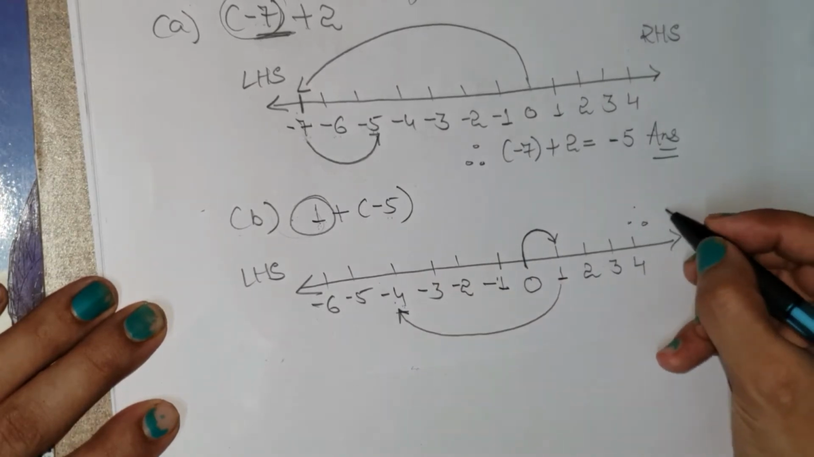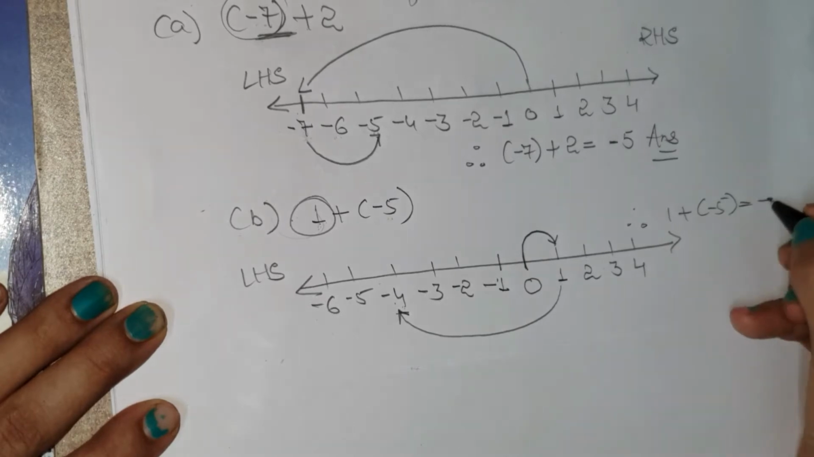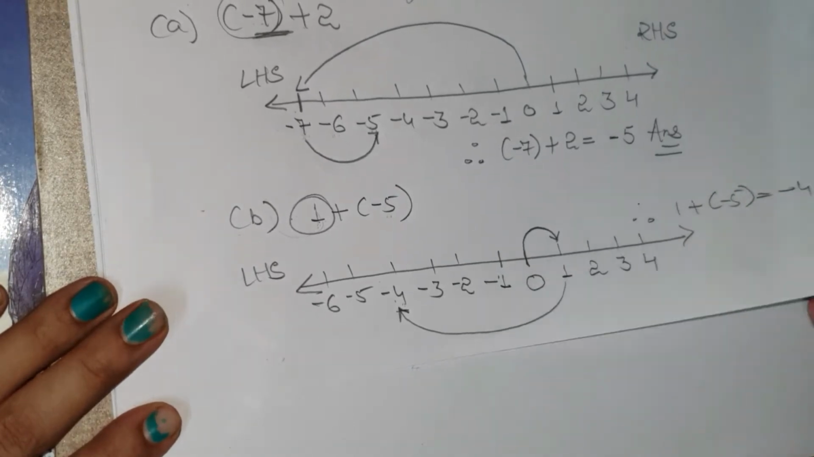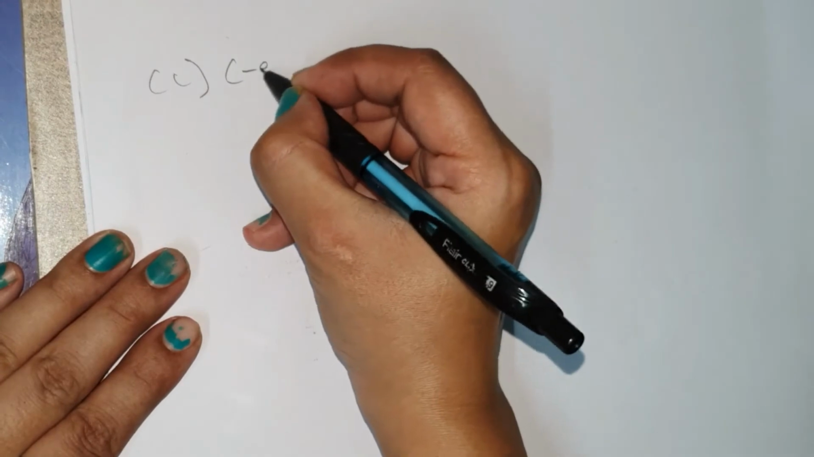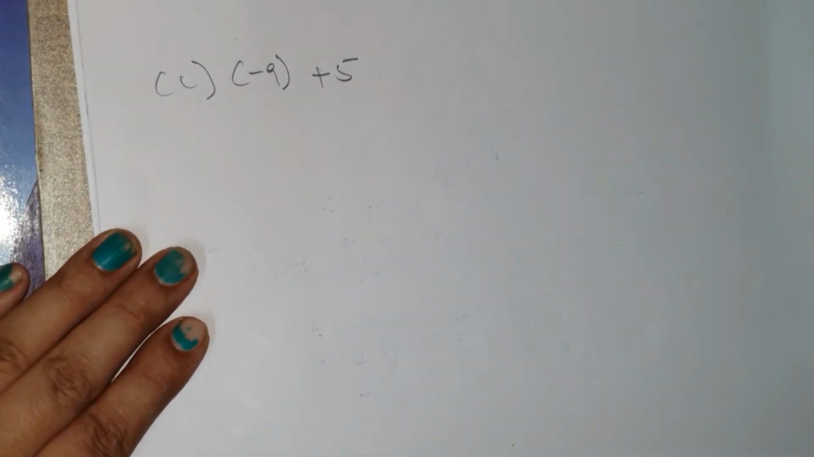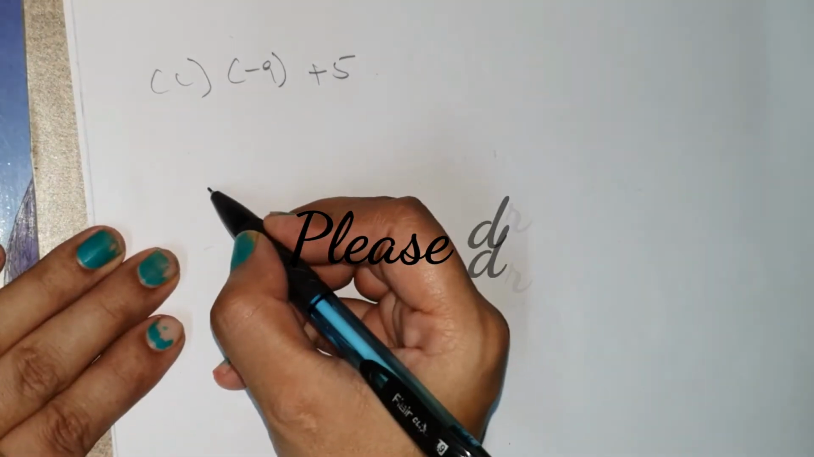Therefore your answer will be 1 plus minus 5 is equal to minus 4. So this will be your answer. Fine. Now in part C, it is minus 9 plus 5. So this is your part C. You can see that in part C, it is minus 9 in the beginning. So draw the number line.